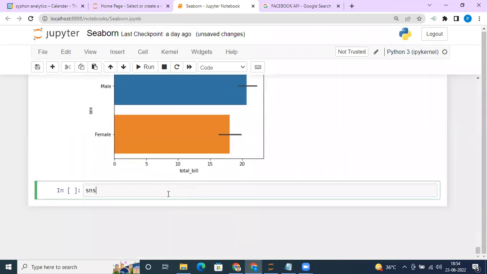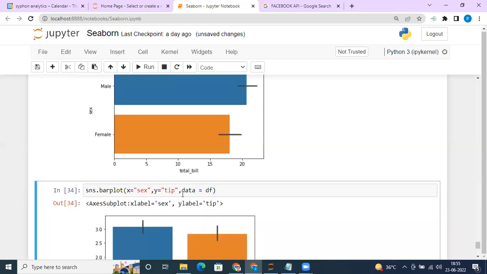Suppose I write sns.barplot again. And this time I want to see the impact of X equal to sex and Y equal to the tip column. So I want to see the impact of sex on the tip column. Means, is there any difference between male and female? Does the male pay more tip or the female? Let me verify what the average tip paid by males and females is. I want to see if there is any impact.